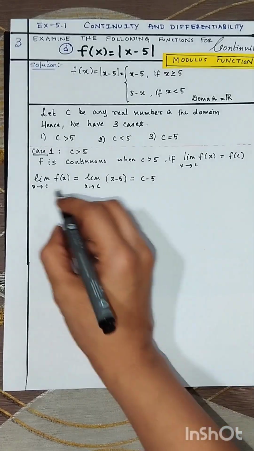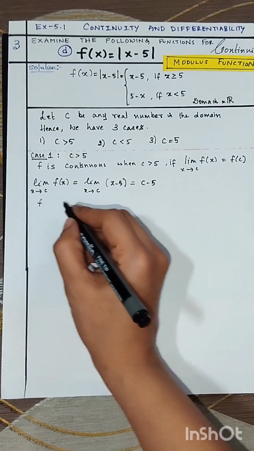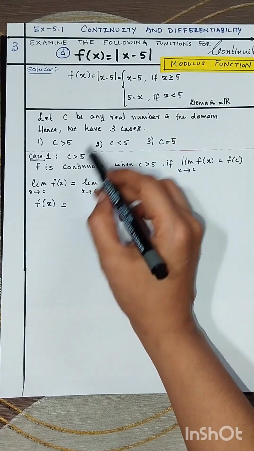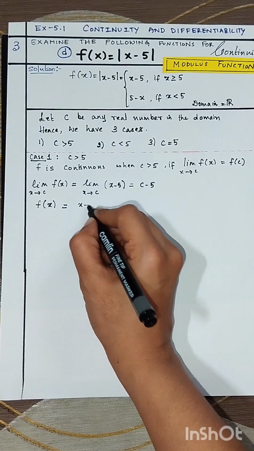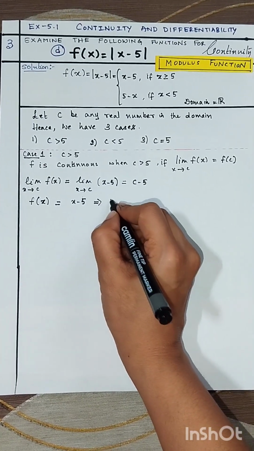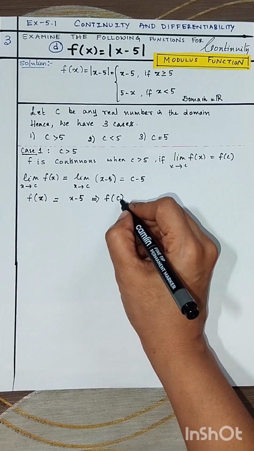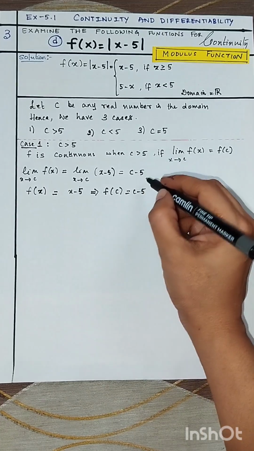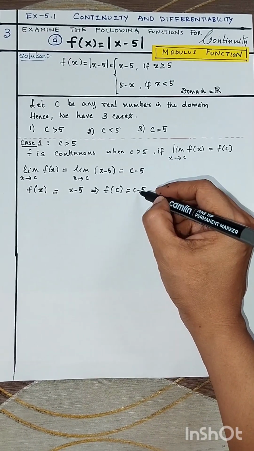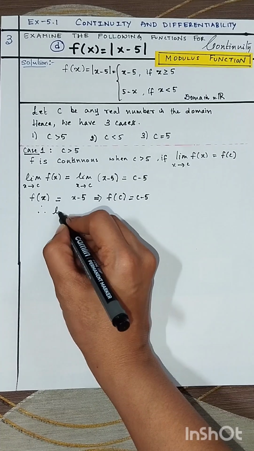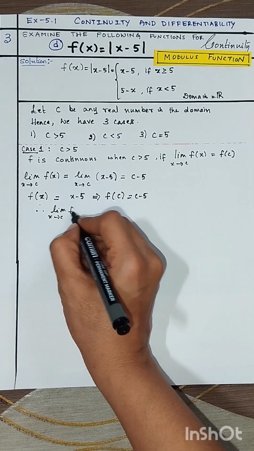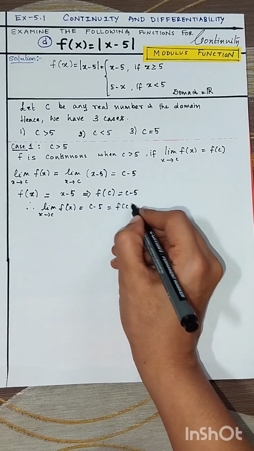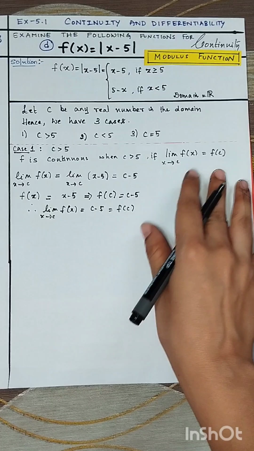Now let us solve for RHS. To solve for RHS, first we will see how the function is defined. For C greater than 5, it is x minus 5. So this implies f of C, if the input is any number greater than 5, then the output will be C minus 5. So here LHS is equal to RHS, right? Therefore, limit x approaches C, f of x is equal to C minus 5, and that is equal to f of C. So these two are equal, LHS is equal to RHS.